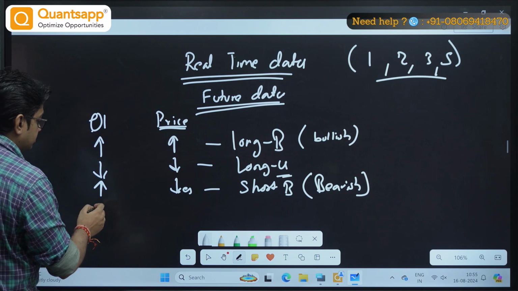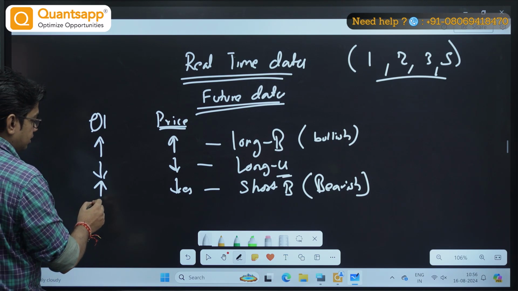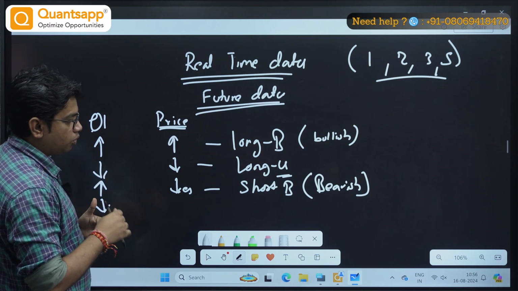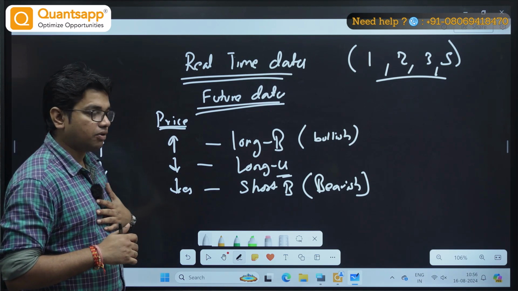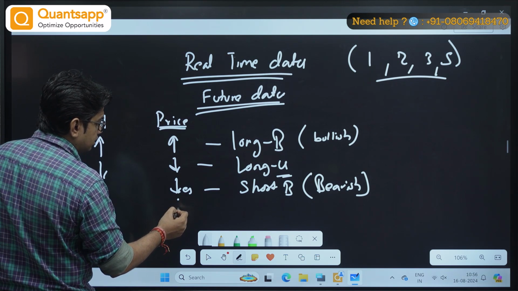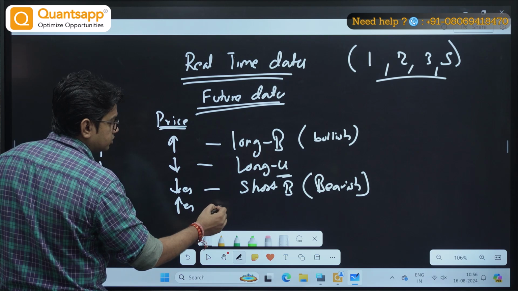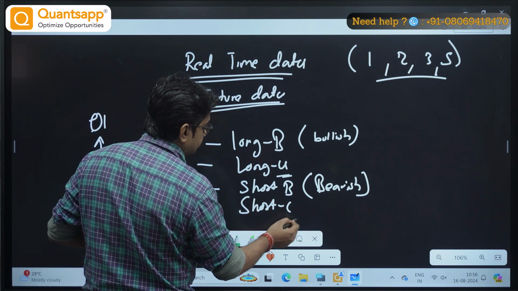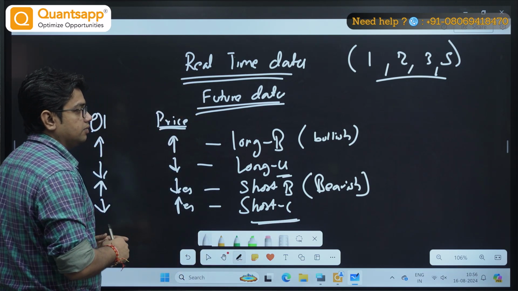Now similarly, at some particular level there might be profit booking. In that case the contracts which were open will be closed because I am booking profit. So here OI will decrease and price moves up a little bit. This is a condition for short covering.